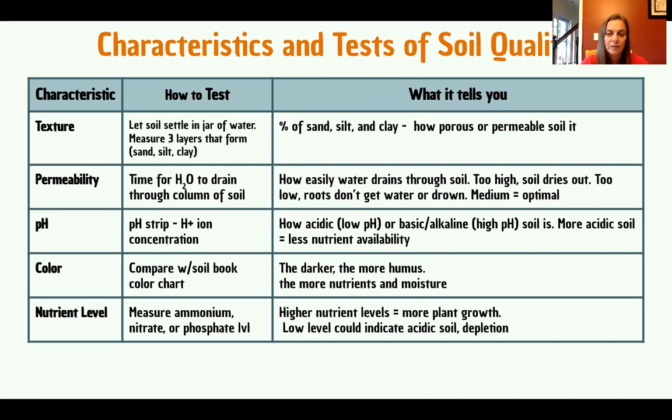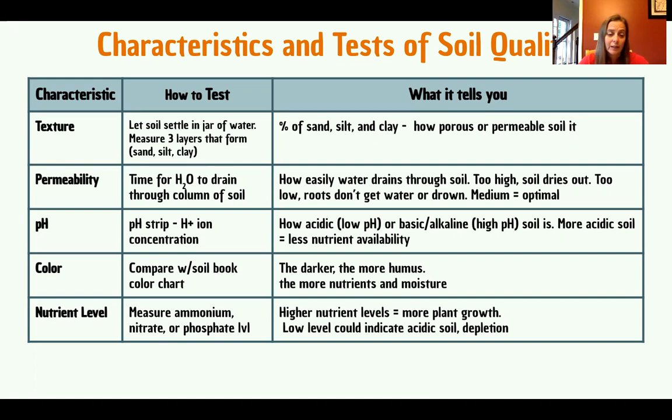pH is another characteristic of soil that we can test. Usually use something super simple like a pH strip. There are also pH testing kits, and this tells us how acidic or alkaline our soil is. More acidic soils have lower nutrient availability.